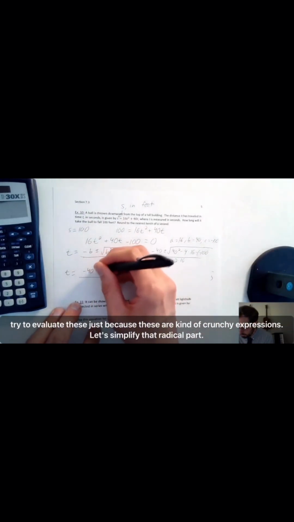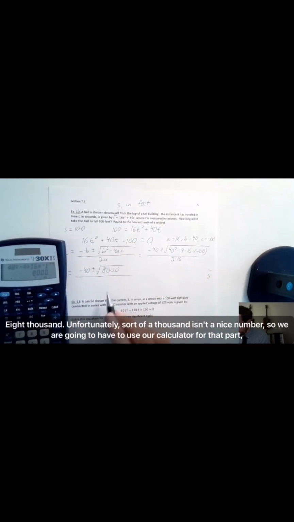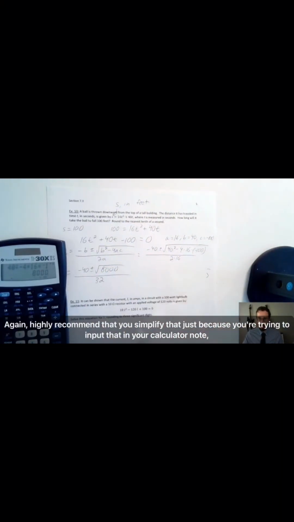Again, I highly encourage you to go ahead and simplify your expressions before you try to evaluate these, just because these are kind of crunchy expressions. Let's simplify that radical part first. 40 squared, oops, let's clear the calculator. 40 squared minus 4 times 16 times a negative 100 means that my radical actually is kind of a nice number, 8,000. Unfortunately, the square root of 8,000 isn't a nice number, so we are going to have to use our calculator for that part. But also observe that 2 times 16 could be simplified to be 32. Again, highly recommend that you simplify that, because if you're trying to input that in your calculator, note you have to divide both by 2 and by 16, so grouping those together first is a simpler way to do that.